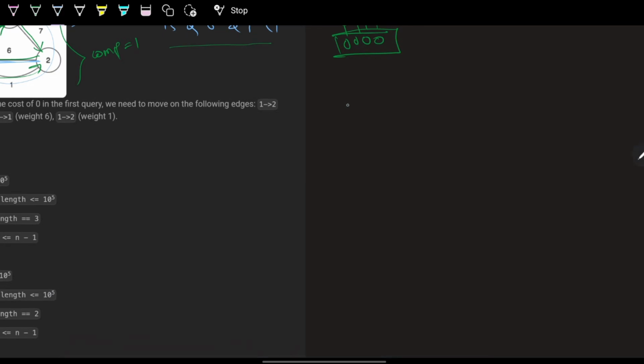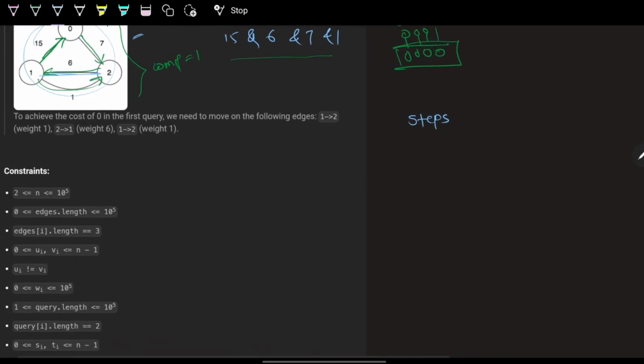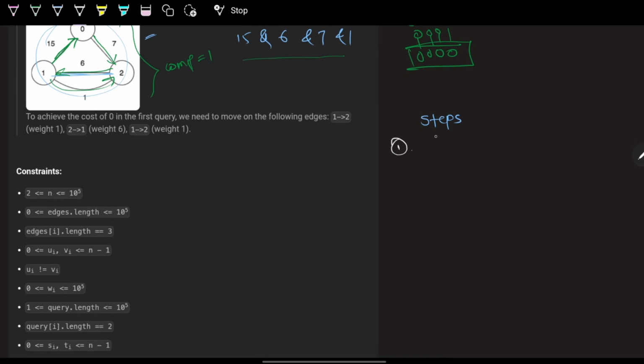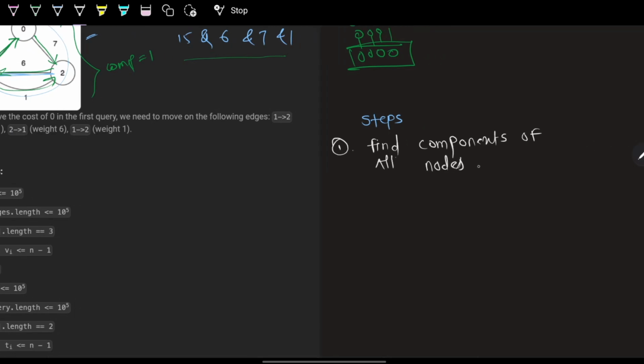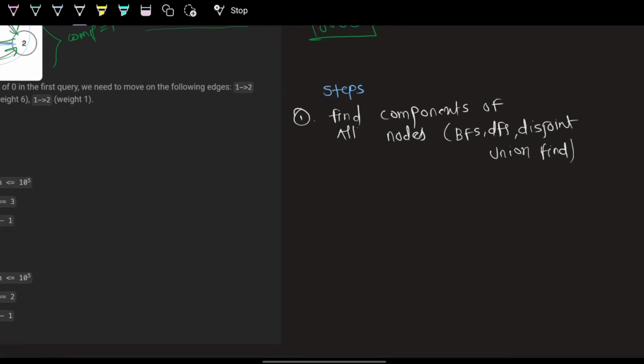First, I will just write here the steps. The steps are simple. First, find the component of all nodes. Make sense? You have to find the component of all nodes, and you can find this using BFS or DFS, or you can use disjoint set, or union find. Anything you can use to find it. You just have to check whether two nodes belong to the same component or same parent, basically, are the child of the same parent.